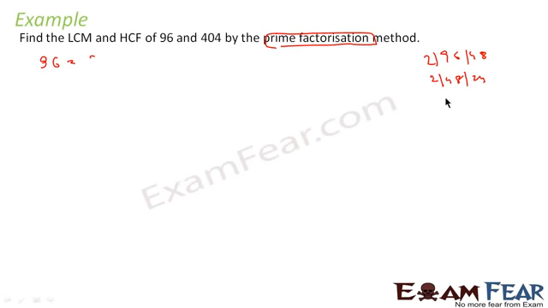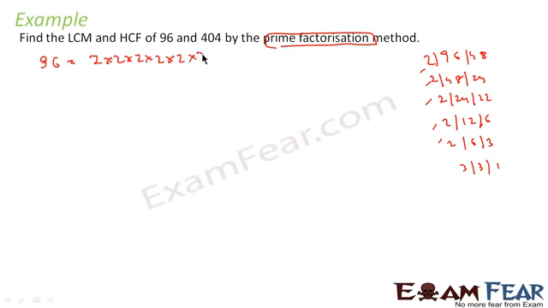This becomes 24. 24 again we can divide by 2. This becomes 12. 12 we can also divide by 2. This becomes 6. 6 will be divided by 2. This becomes 3. And 3 will be divided by 3. That becomes 1. Correct? Then we can say that 2 appears 5 times, that is 2 to the power 5 into 3. This is the factorization of 96. What we have done? We have just divided by 2, 2, 2, 2, 2, 3.